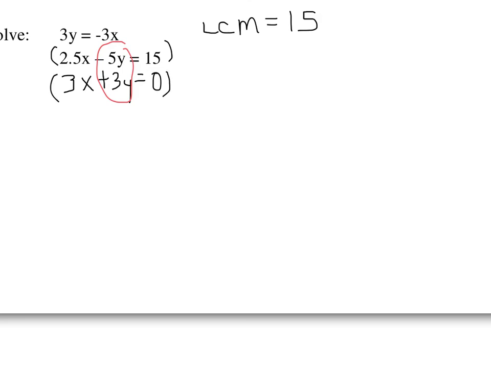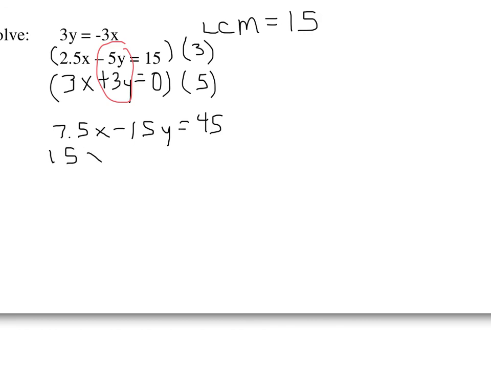What are we going to have to multiply the first equation by? 3. The second one? 5. So we have to multiply both equations by something so that we will end up with a plus 15 and a minus 15. So multiplying the first equation by 3 gives us 7.5x minus 15y, that's what we wanted, equals 45. The second equation, we get 15x plus 15y, good, equals 0.